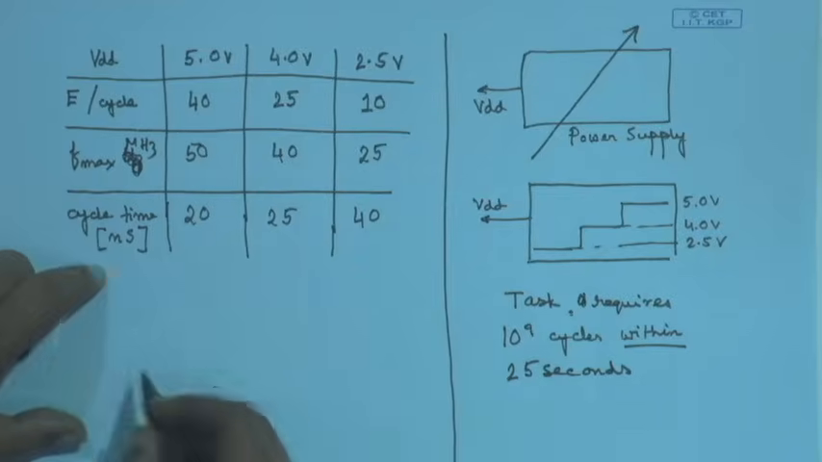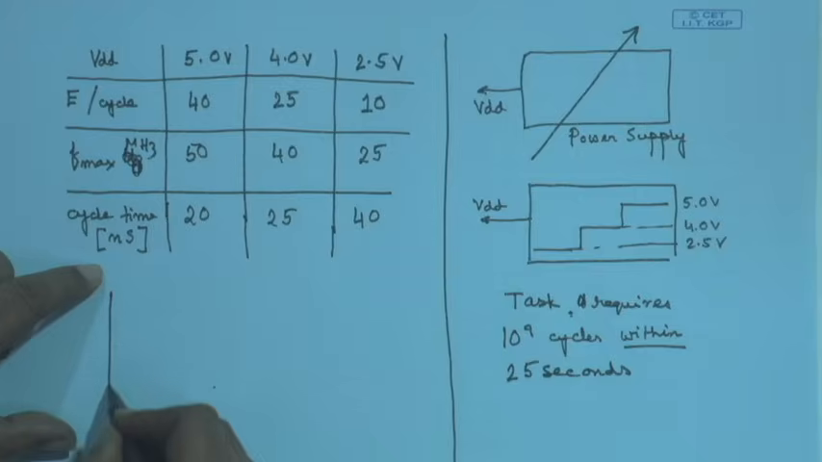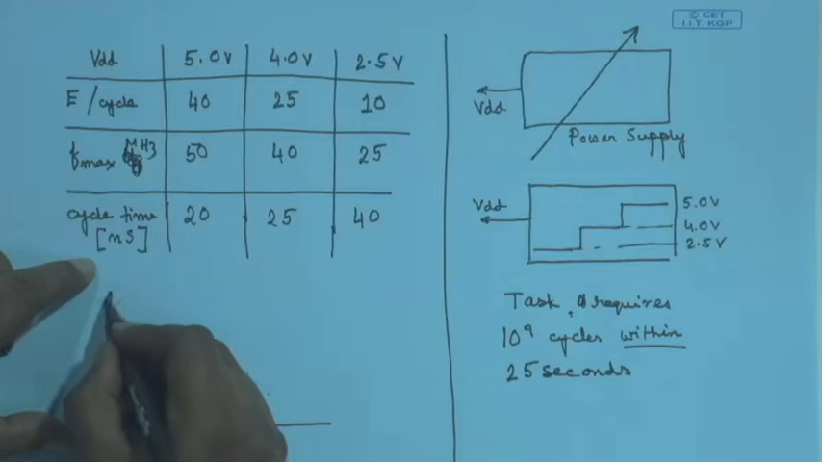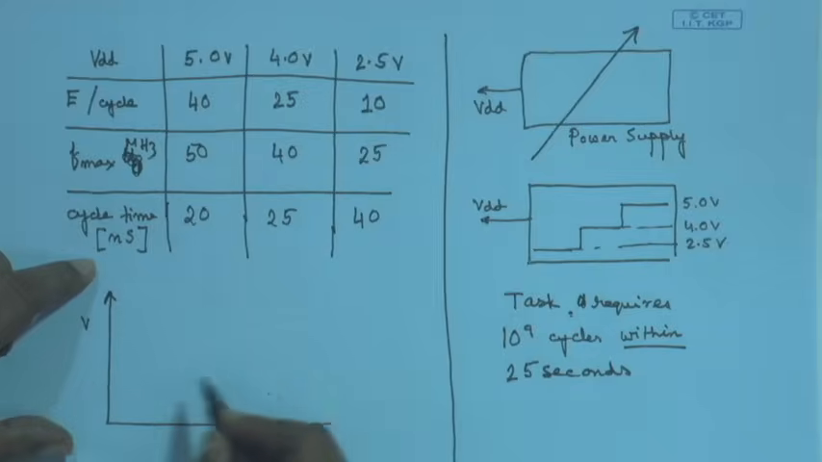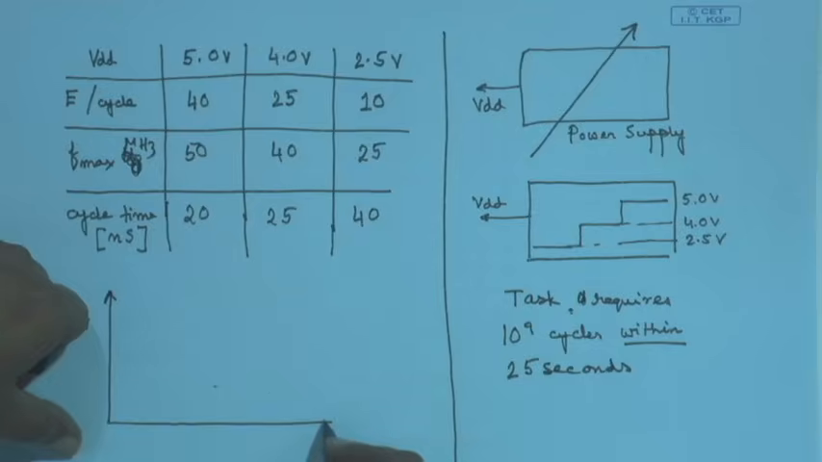So, I am given a scenario where I have to run the task within, say, 25, and say this is 20.